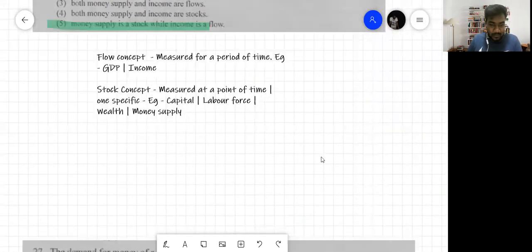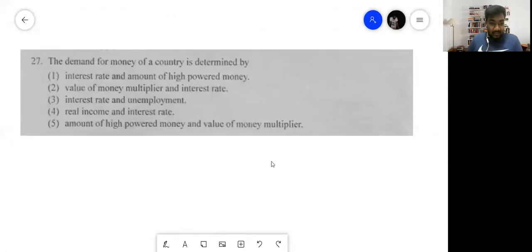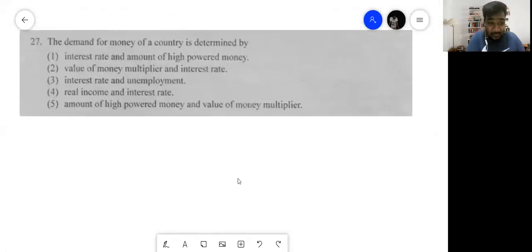Then the next one, question 27. Okay, an easy one. The demand for money of a country is determined by interest rate and high-powered money, value of money multiplier, interest rate and unemployment, real income and interest rate, amount of high-powered money and value of money multiplier. What are the main determinants of demand for money, guys? Transaction motive, precautionary motive, speculative motive. What are the determinants? It depended on what? Income and interest rate, right?